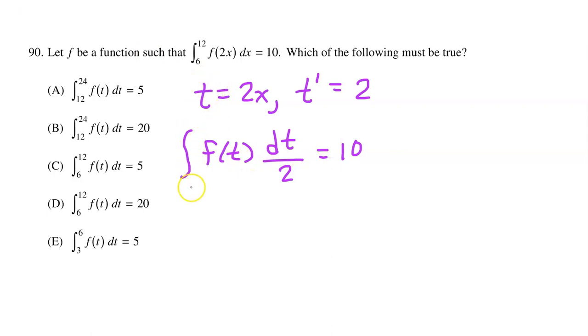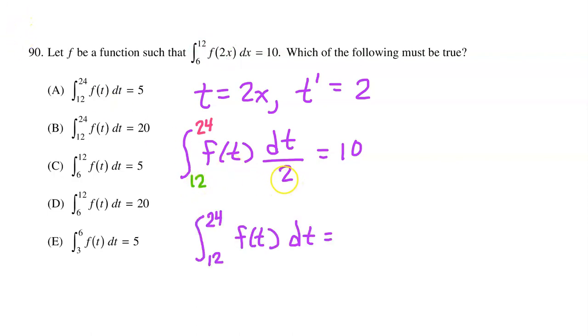Let's deal with the limits of integration now. This 12 is a value of x. We need to transform this into a value of t. T is 2 times x. So if x is 12, then t is 24. Similarly, this 6 is a value of x. To transform it into a value of t, we need to do 2 times x. So 2 times 6 is 12. So this is the value of t.